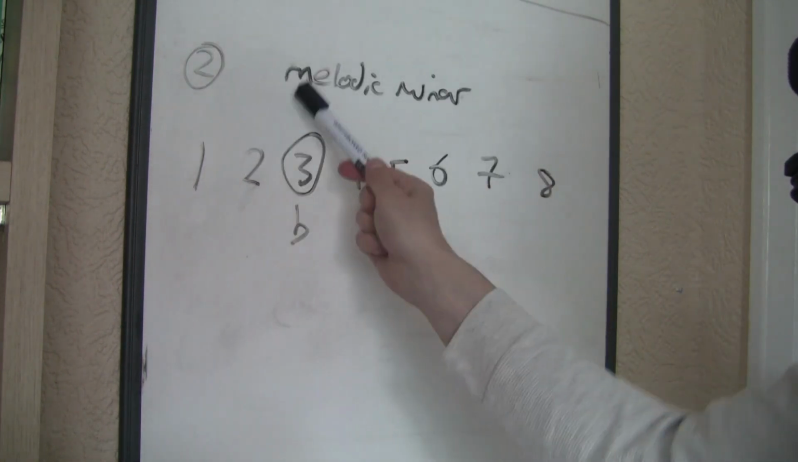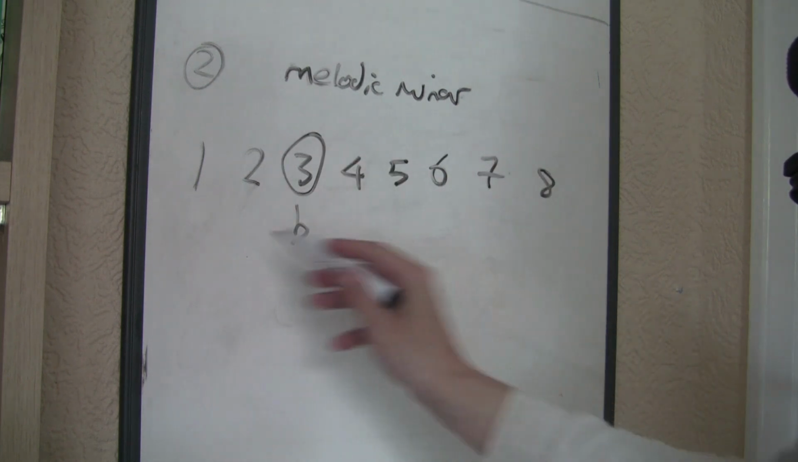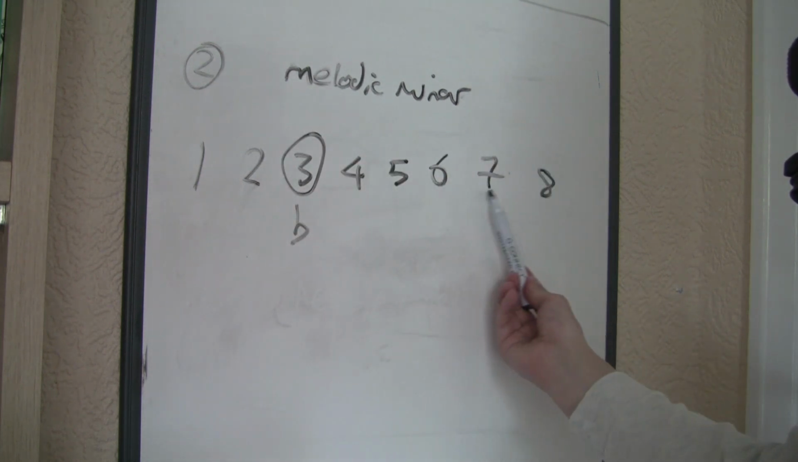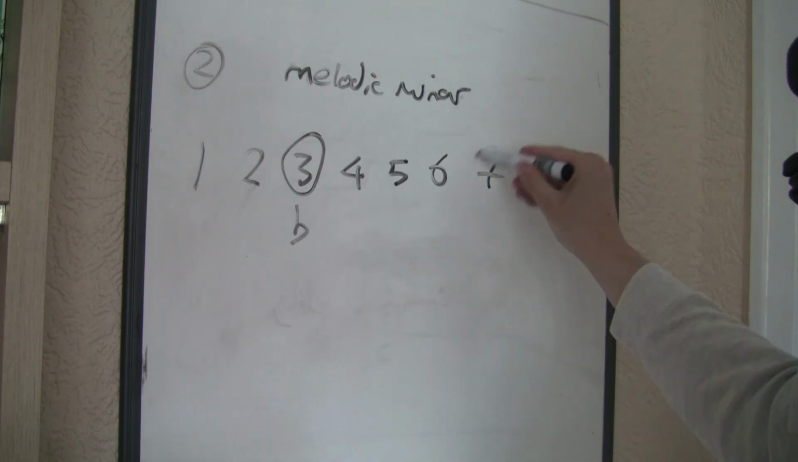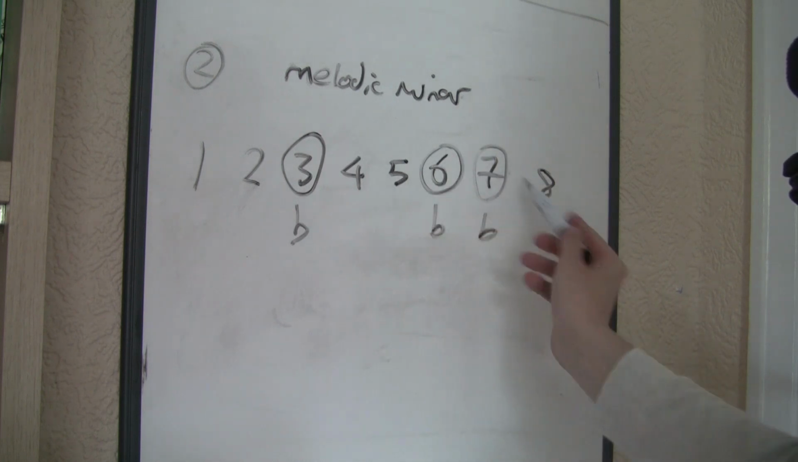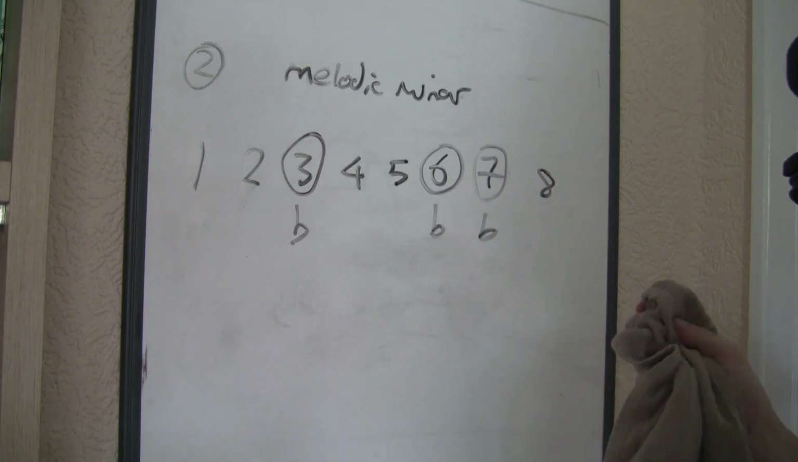In scale number 2, the melodic minor scale does this weird thing where on the way up, it plays natural 6 and 7 notes, has a major 7, but then on the way down, you flatten, pretty much just play exactly what the natural minor was. There are reasons for that, but we'll go into that later.